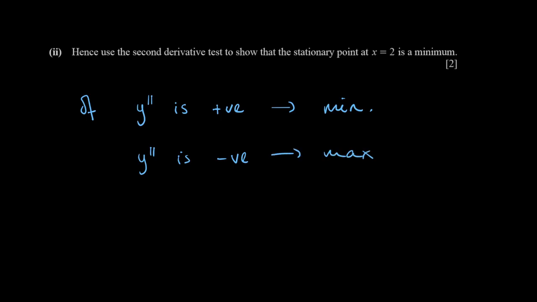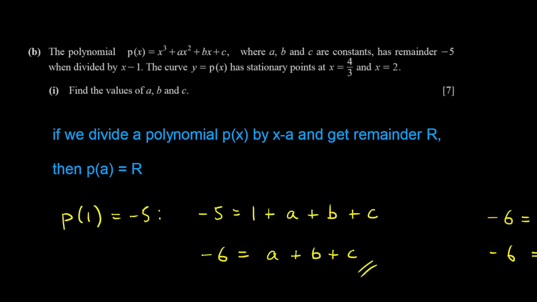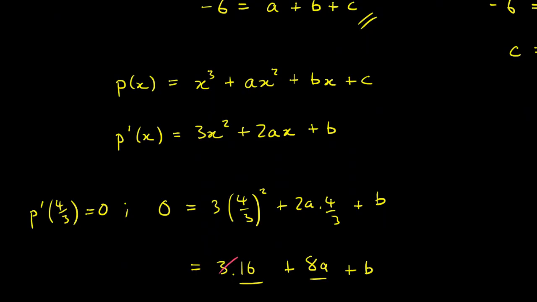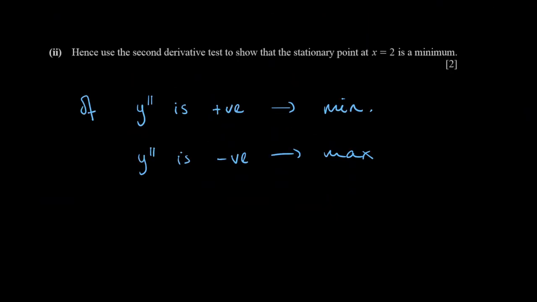Okay, basically, what's the idea here? If the second derivative, y double prime, is positive, then you have a minimum. Whereas if y double prime is negative, then you have a maximum. That's the thing you basically need to know. And so we're just going to find the second derivative. So the first derivative was 3x squared plus 2ax plus b. So let's write that down. So y prime was 3x squared plus 2ax plus b.